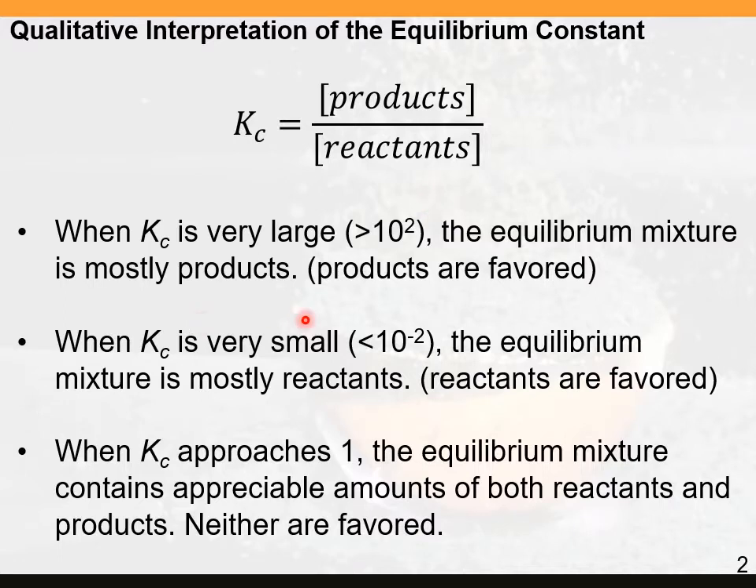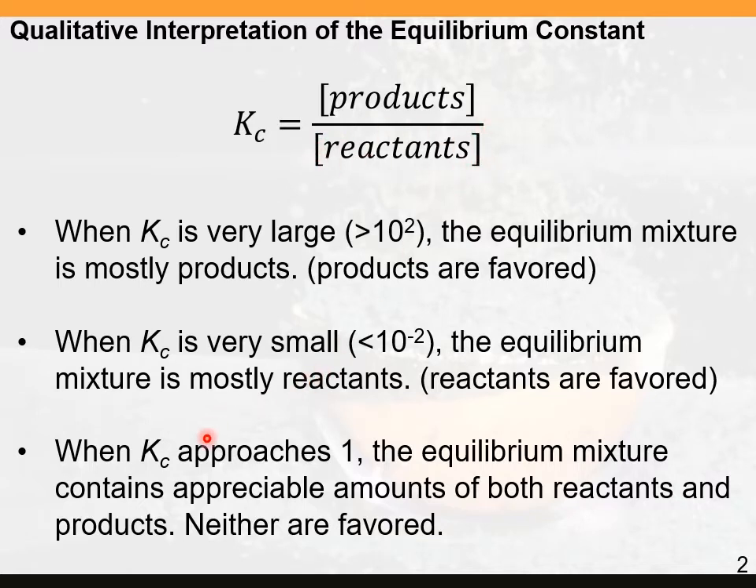Oppositely, when Kc is very small, less than 0.01, the equilibrium mixture is mostly reactants. Reactants are favored. If Kc is a small number, then the denominator must be much larger than the numerator. Denominator contains the reactants, therefore there are more reactants than products.